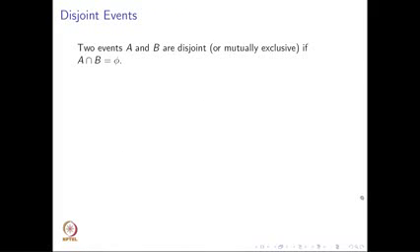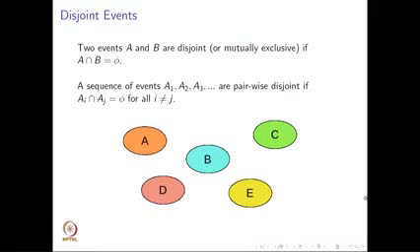Coming back to events, two events A and B are said to be disjoint or mutually exclusive if the intersection of the two sets is empty. Extending this concept to multiple sets, we say that a sequence of events A1, A2, A3 and so on are pairwise disjoint if Ai intersection Aj is equal to null for all i not equal to j. In the example below, if each of the letters represents an event, then the sequence of events A through E are pairwise disjoint since the intersection of any pair is empty.